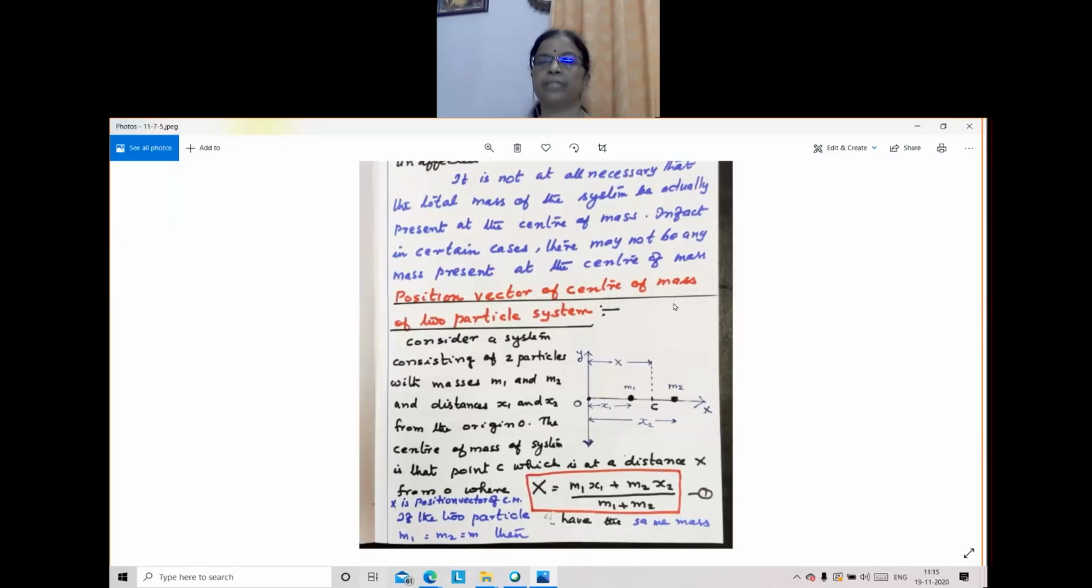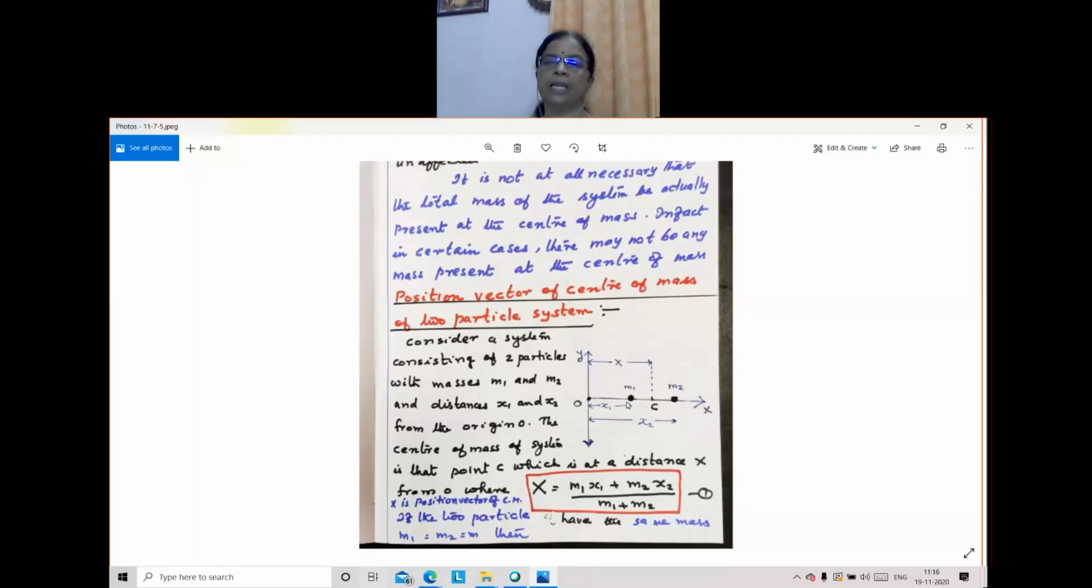Position vector we have studied, but this is the position vector of center of mass of a two particle system. System means, as I told you, a collection of a large number of particles. That is a system. A rock is made up of a large number of particles. When we take water in a glass, it consists of a large number of particles. So that is a system. Here, the position vector of center of mass of a two particle system: large number of particles are there when we take a rigid body, and the simplest one is the two particle system.